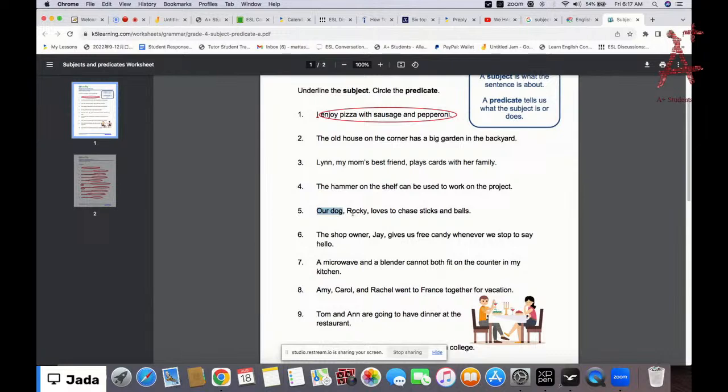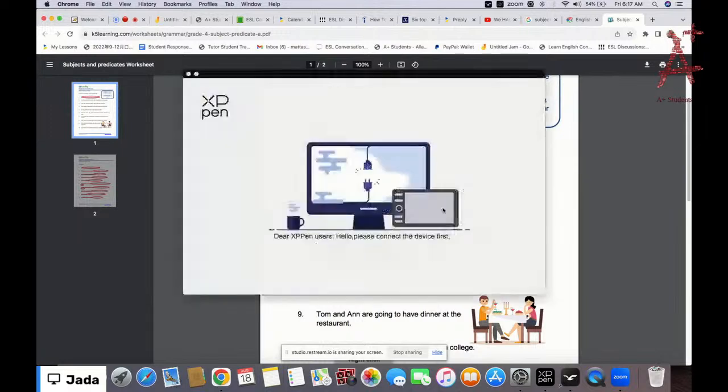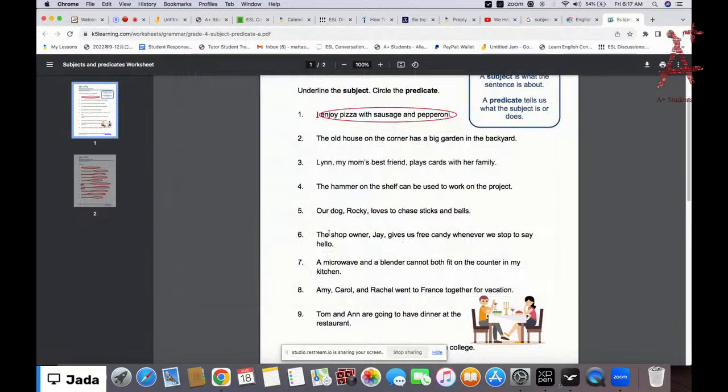Now, our dog Rocky loves to chase sticks and balls. Our dog Ricky loves to chase sticks and balls. Okay, so now is it going to be our dog or Ricky? Which one is going to be the subject? It's going to be our dog. Our dog is the subject here. Okay, so this is all that goes on for subject and predicate.